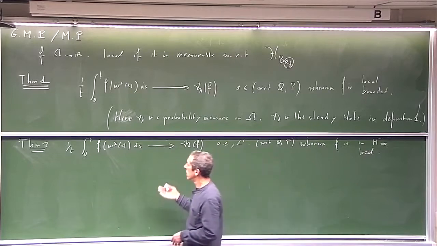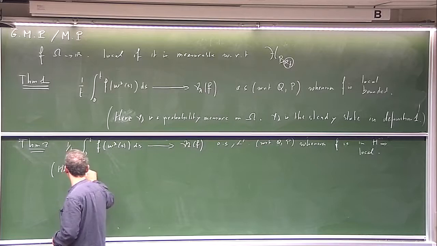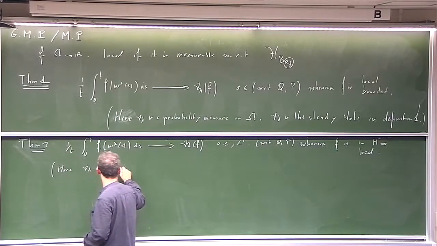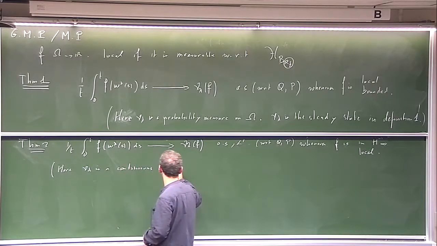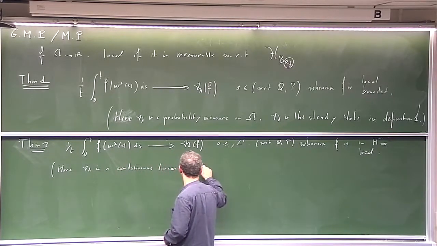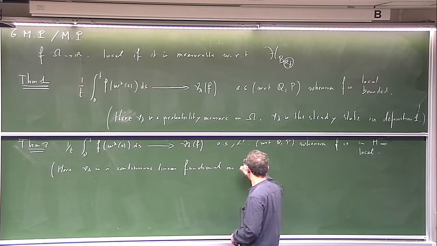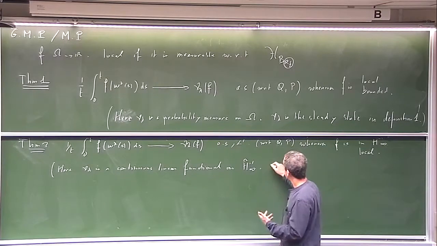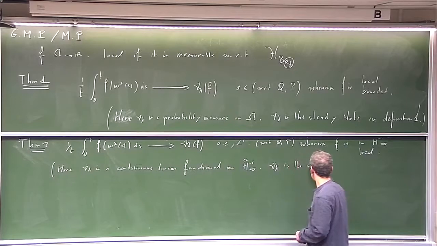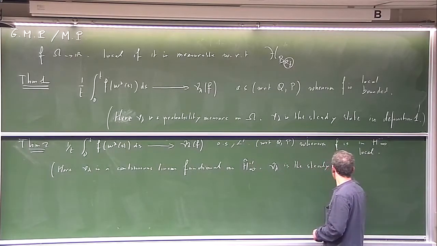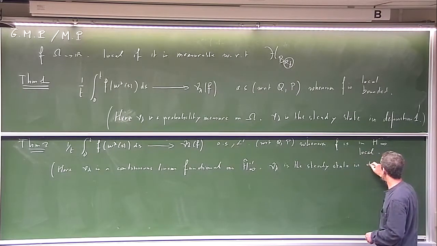And then nu lambda will be a linear function on H minus 1 tilde. So here, now, nu lambda is a continuous linear functional on H minus 1 infinity tilde. And that gives a steady state. So nu lambda is a steady state in the sense of definition 2.